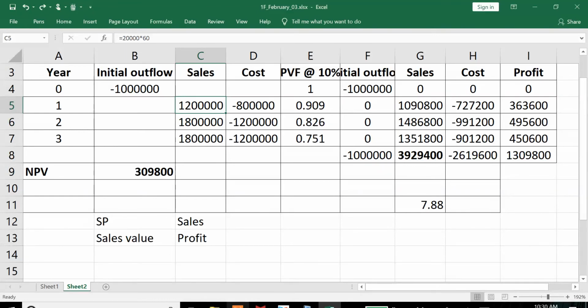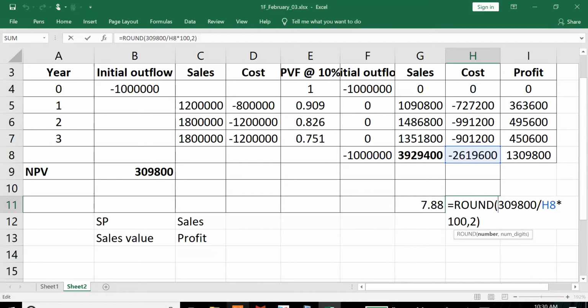if PV of outflow increases by 309,800. If PV of outflow increases by 309,800, sensitivity percentage is change by base into 100.